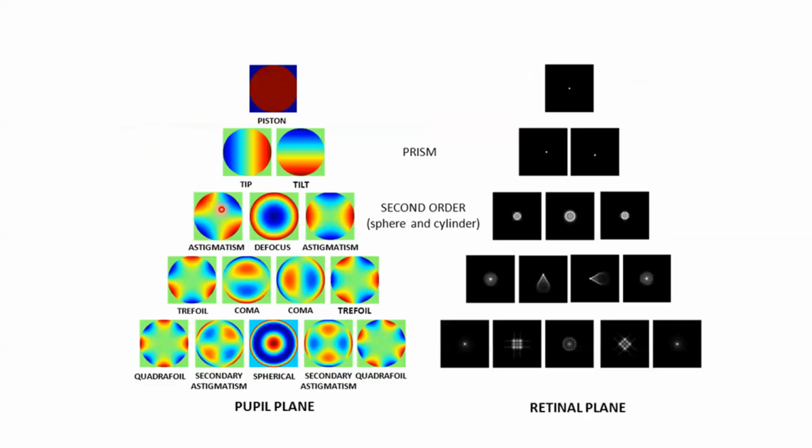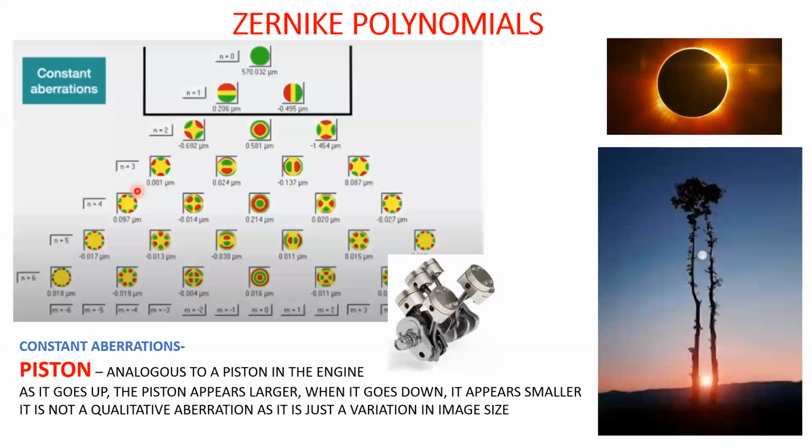Coming to Zernike polynomials, these are all the Zernike polynomials which Dr. Zernike has described. So I'll be discussing all of them in detail, one by one. So the top three, this 1, 2, and 3, all three of them are known as constant aberrations. The first one is a zero order aberration. The second two are the first order aberrations. The zero order and the first order aberrations are known as constant aberrations.